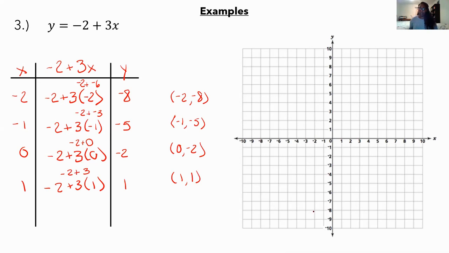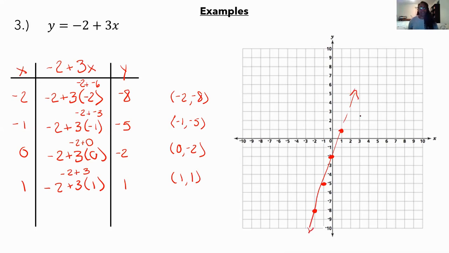So my point's going to be right here. Then -1, 5, -5. So we're starting at -1. Then we go down to -5. Then we have 0, -2. So here's my 0, here's my -2. And 1, 1 will be right there. Okay? And then you can draw your line as best you can, which gives you that straight line.